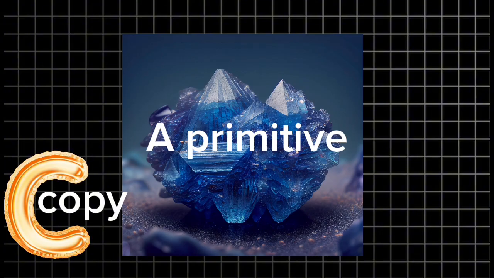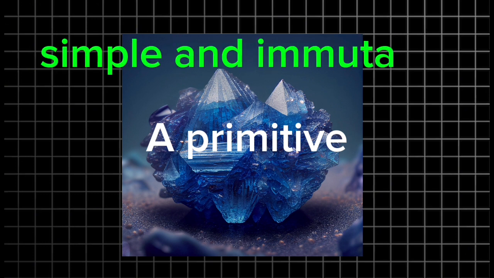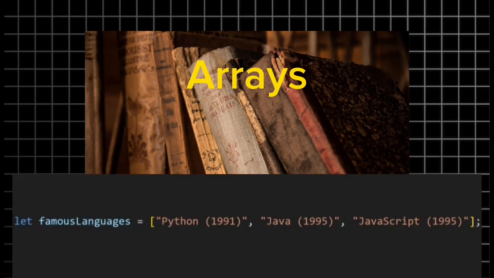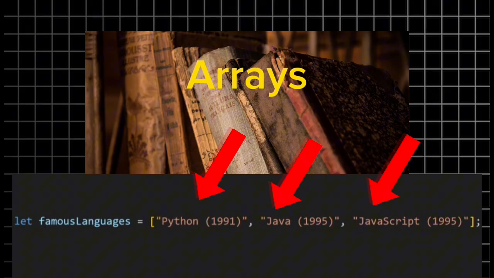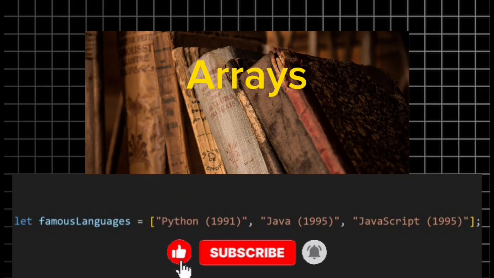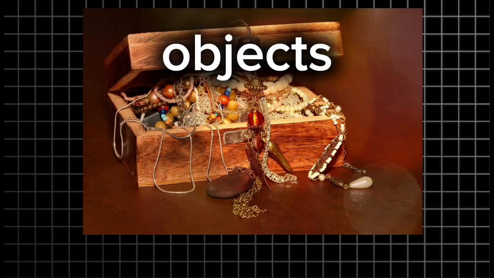Copy it and you get another independent gem. Changing one does not affect the other. Primitives are simple and immutable. An array is like a shelf of treasures, each item in a strict order. Arrays store multiple items accessible by their index. They can grow or shrink, but they still behave as a single entity. Copy the shelf by reference or value, and you'll see differences in behavior, just like copying a map of a treasure room. Objects, as we've seen, are chests with labeled compartments.